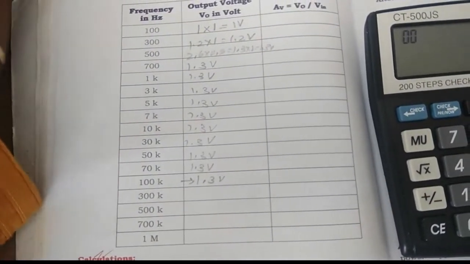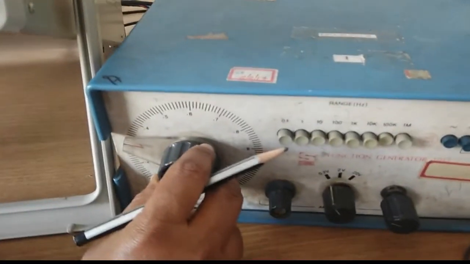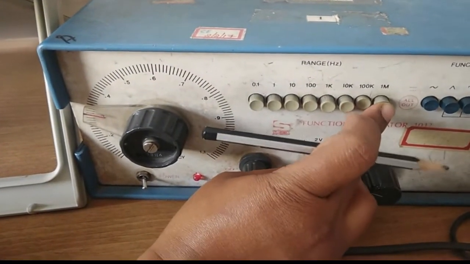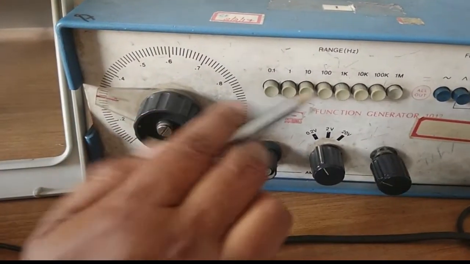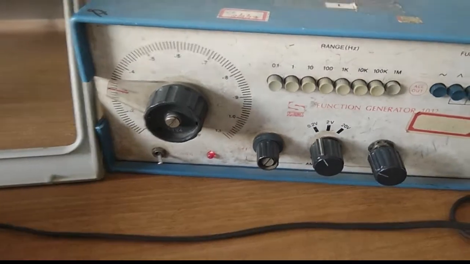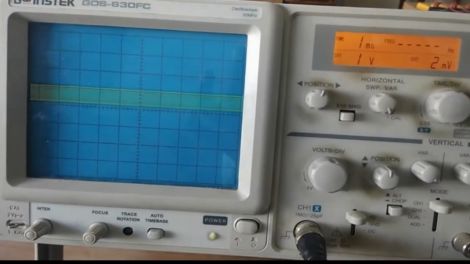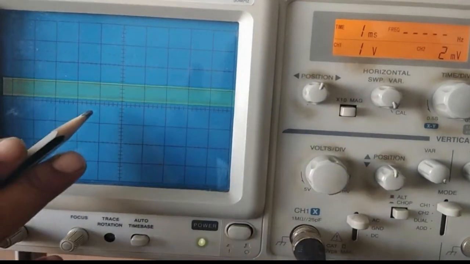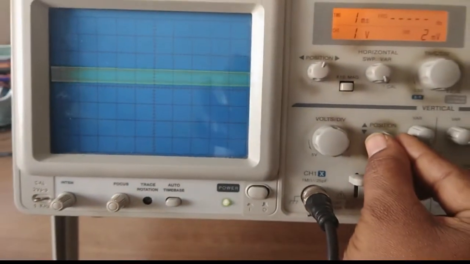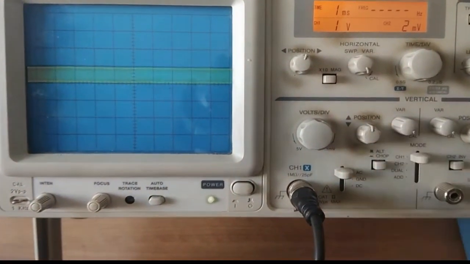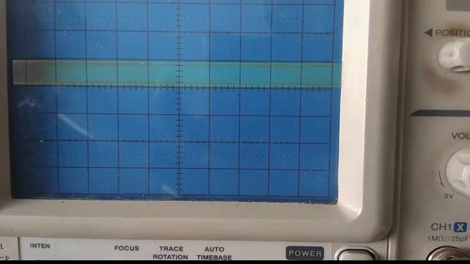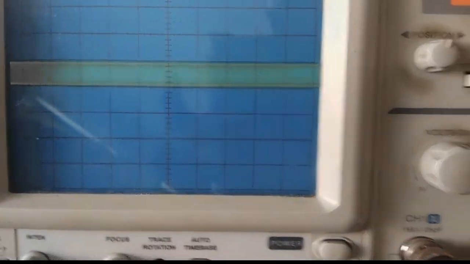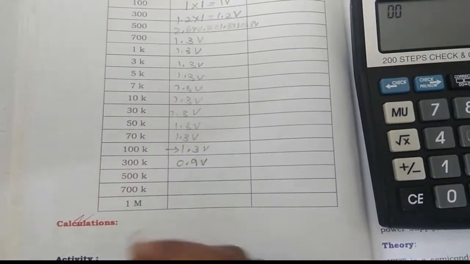Now I have to do for 300K. I will press 1 mega into 0.3, 300K. The moment I press this, you can notice the waveform. What happened to the waveform? See, the height is reduced. I need to use this position knob, bring it to the reference line. Could you notice the height is changed? Now it is between 0.8 and 1, so 0.9. So 300K it is 0.9 volt.